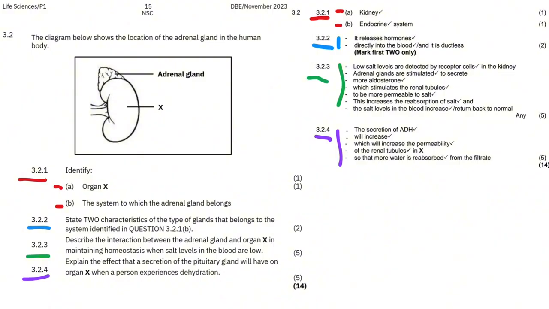Question 3.2.4. Explain the effect that a secretion of the pituitary gland will have on organ X when a person experiences dehydration. The answer: the secretion of ADH will increase, which will increase the permeability of the renal tubules in X, so that more water is reabsorbed from the filtrate.